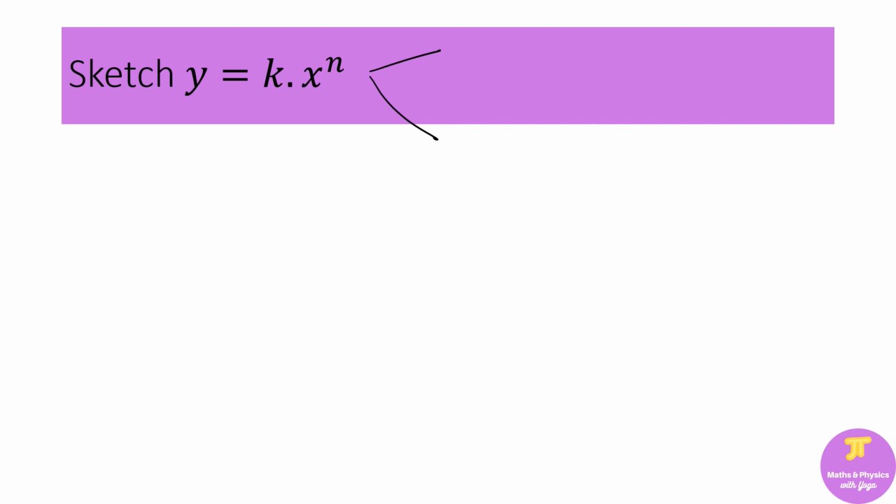For example, let's say k is 2. So you'll have y equals 2x to the power 1, y equals 2x cubed. You have seen this one in the last video. What about y equals 2x to the power 5? So what is common across all these three is the power is an odd number, right?